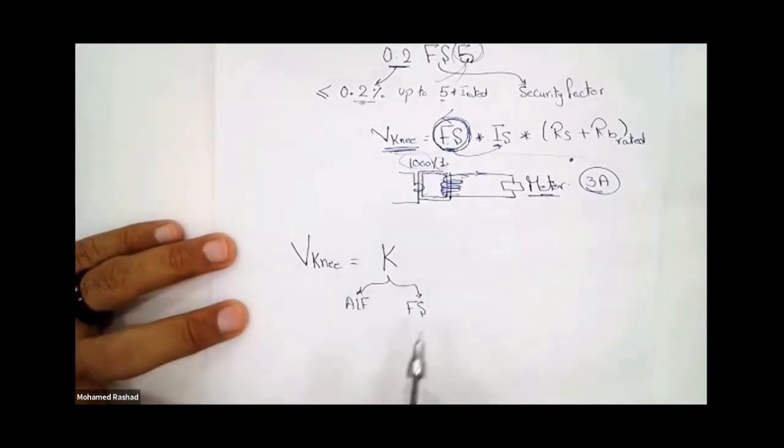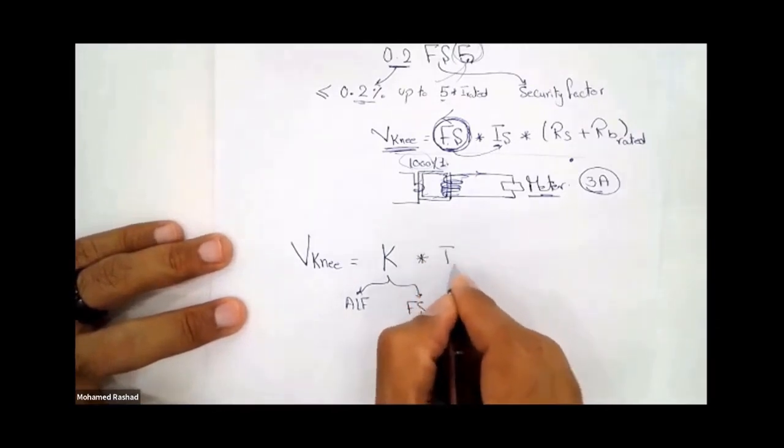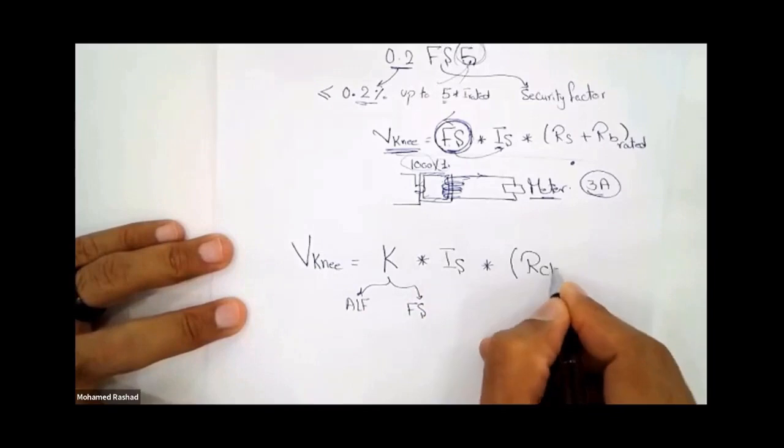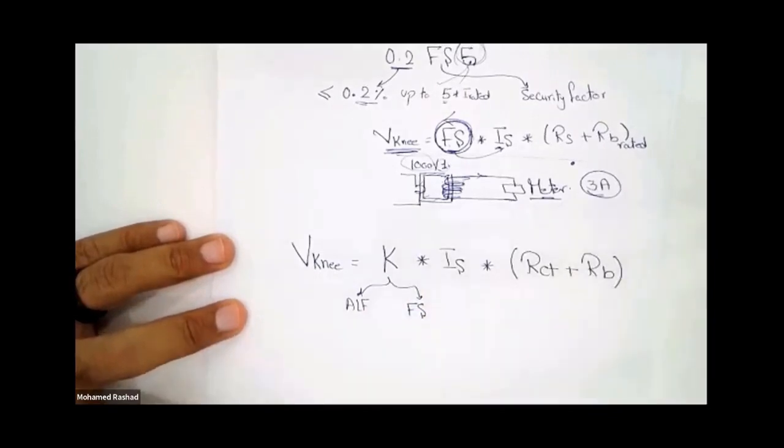Someone might say to you, why do you say security factor and write it as FS? Because it is actually an abbreviation of a French word that means security factor in English. All right, fine. Multiplied by the secondary current, multiplied by the resistance of the CT winding, which is RS, plus the burden resistance, right? Great.